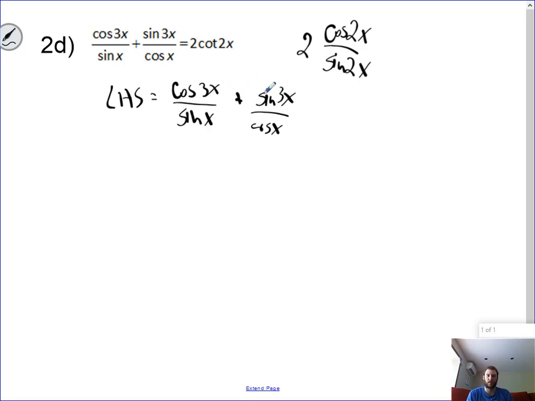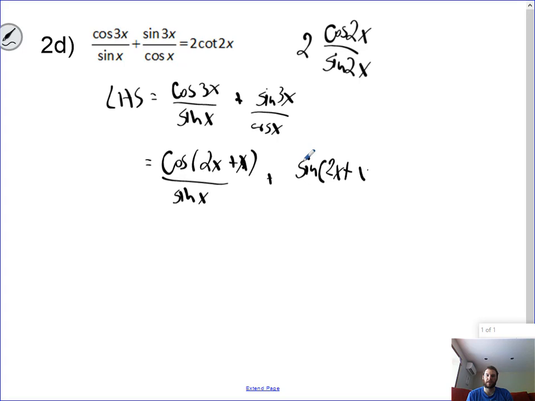When we're dealing with something that's not a 2x or not a sum, our identity doesn't work the same way. You can't say cos 3x works the same way as cos 2x, because that's not the identity. So we have to take this cosine 3x and break it up into 2x plus x, still over sine x. And we're going to do the same thing with the sine 3x: sine of 2x plus x over sine x. Now we're going to use our sum identity.